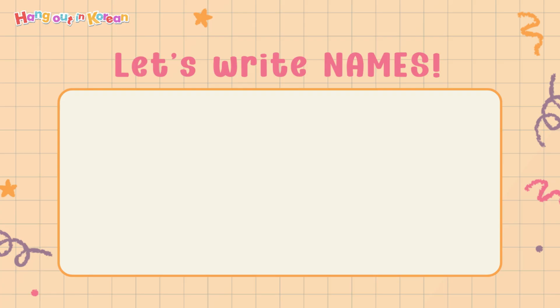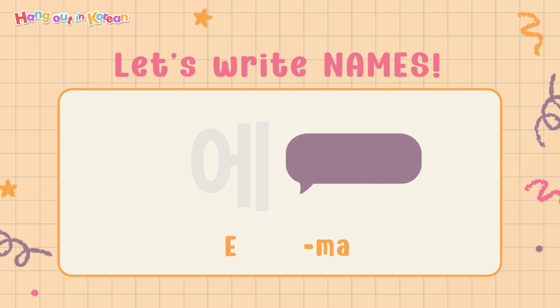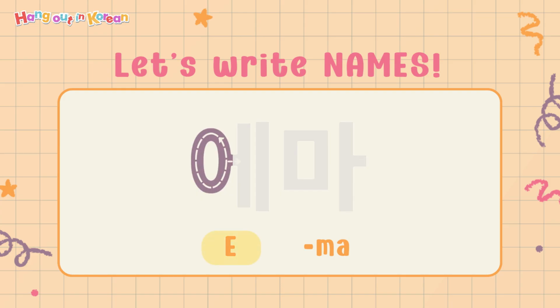Okay, let's try writing some names. Emma. Break it down into sounds. E, ma. Match the sounds with syllables. E. In modern Korean spelling, e is more commonly used for names like Emma. Ma. Write it. Emma.